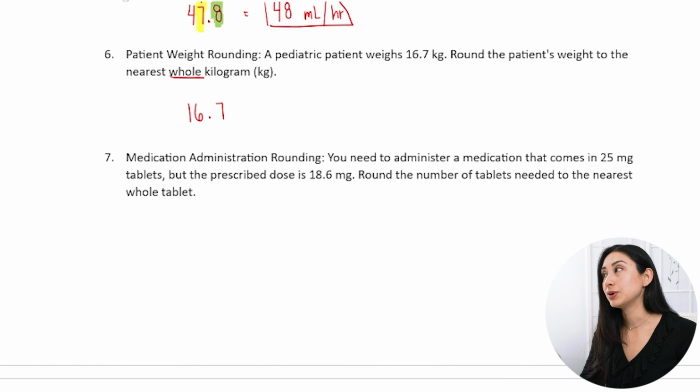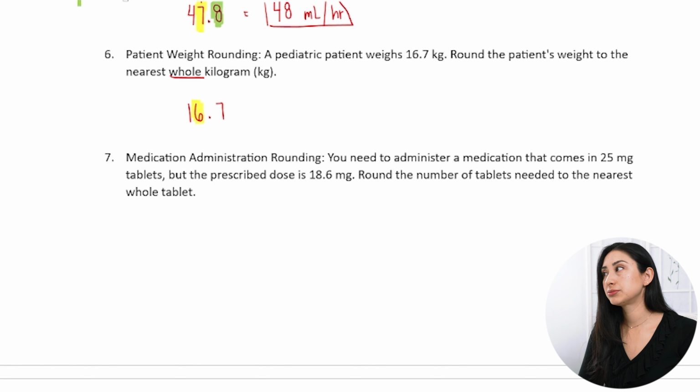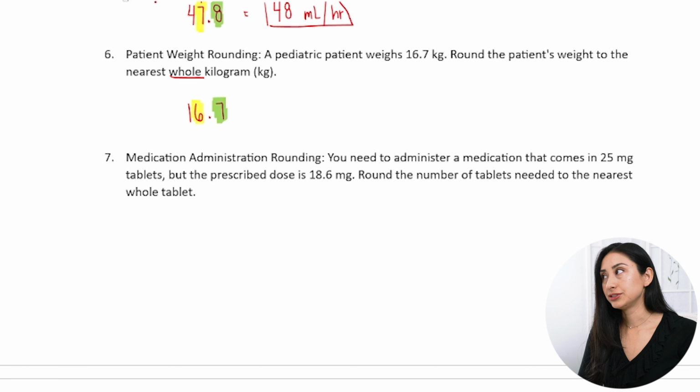Which number is in my ones place? Directly to the left of the decimal point is my ones. That 6 is in my ones place. That's step 1. Step 2, which number is directly to the right? That's 7. Now, that 7 is going to determine whether I round up or down, whether that 6 stays as a 6 or whether it rounds up to the next value, which would be 7.